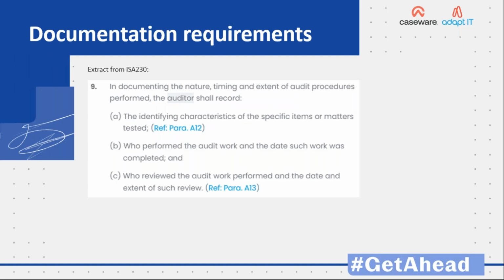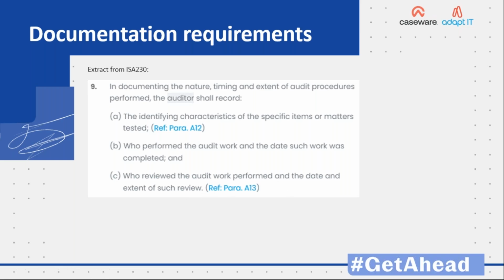Some documentation requirements. So this is an extract from your ISA 230, section 9. In documenting the nature, timing, and extent of audit procedures performed, the auditor shall record the identifying characteristics of specific items or matters tested, who performed the audit work, the date such work was completed, that's your different sign-offs, who reviewed the audit work performed, the date and extent of such review.